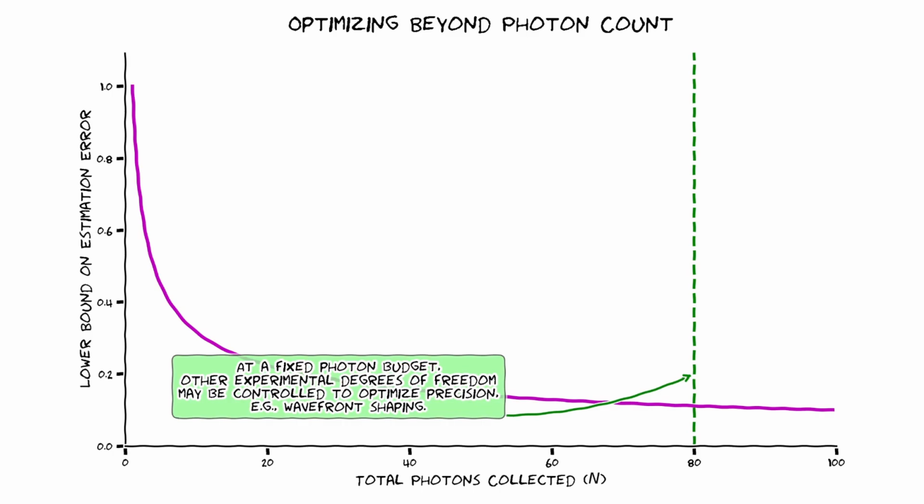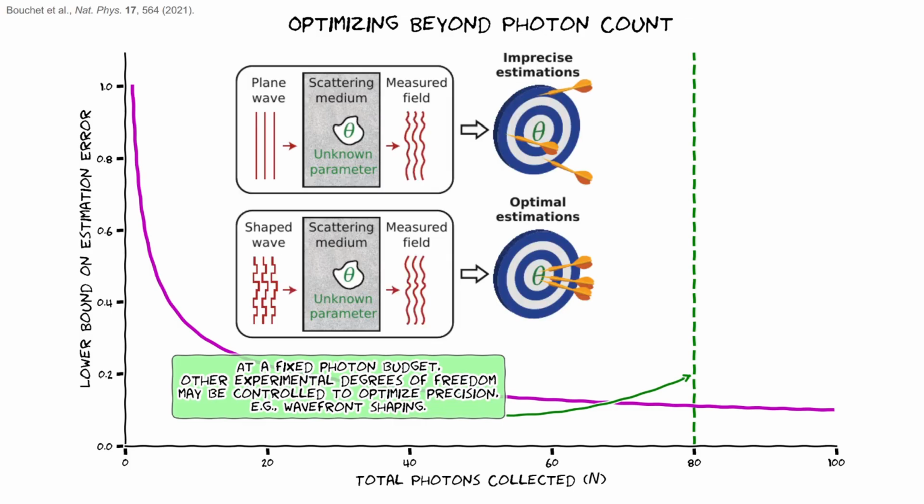By controlling other, more subtle degrees of freedom in our experiment, in this case by shaping the wavefront of the light we use, we might achieve a much higher precision for the exact same number of photons. This final slide illustrates the concept.